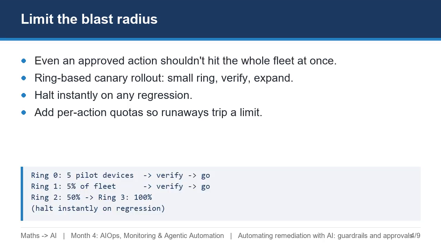Even an approved action should not hit the whole fleet at once. Use ring-based, or canary, rollout. Apply the change to a small first ring, verify it's healthy, then expand. Ring 0 might be 5 pilot devices, ring 1 5%, then 50, then 100, halting instantly the moment you see a regression. Add per action quotas as well, like never touch more than n devices per hour, so a runaway automation trips a limit instead of cascading across everything.